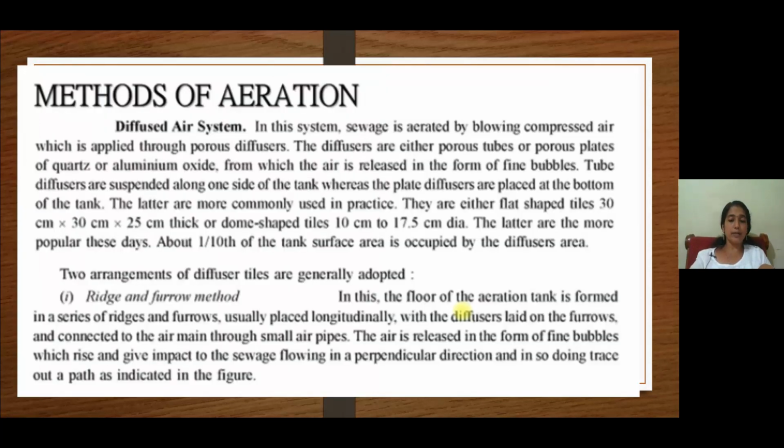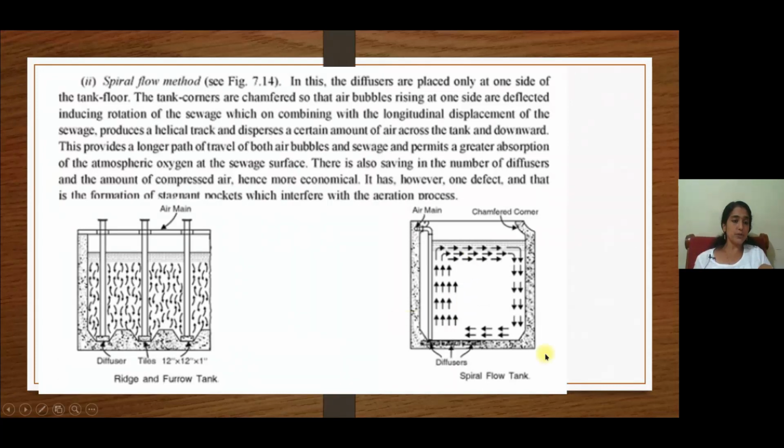In the ridge and furrow method, as the figure shows, you can see the air main is provided from where the lateral pipes are given. In the lateral pipes, diffusers for diffusing air, with holes, are provided, and through these diffuser pipes air enters the wastewater and is thoroughly mixed with the wastewater. This is the ridge and furrow method of air diffusion.